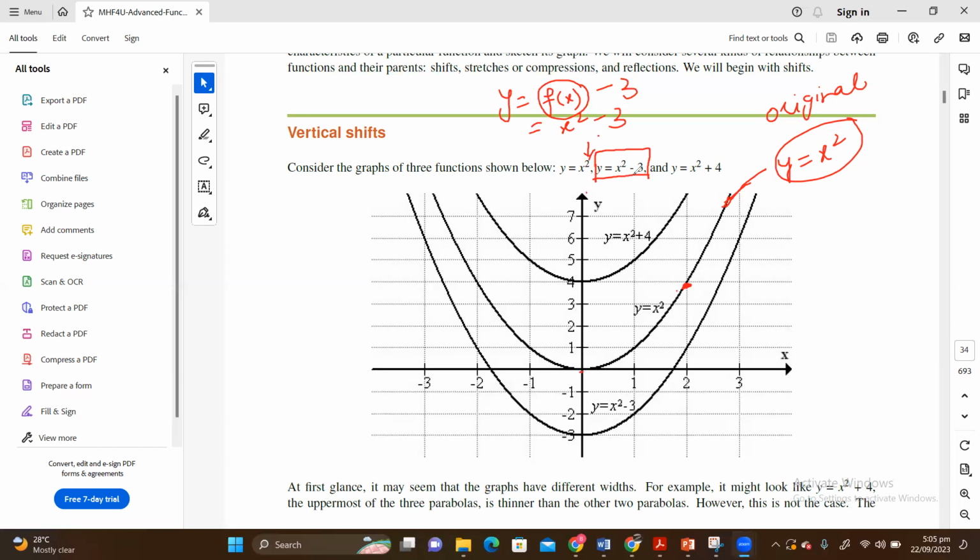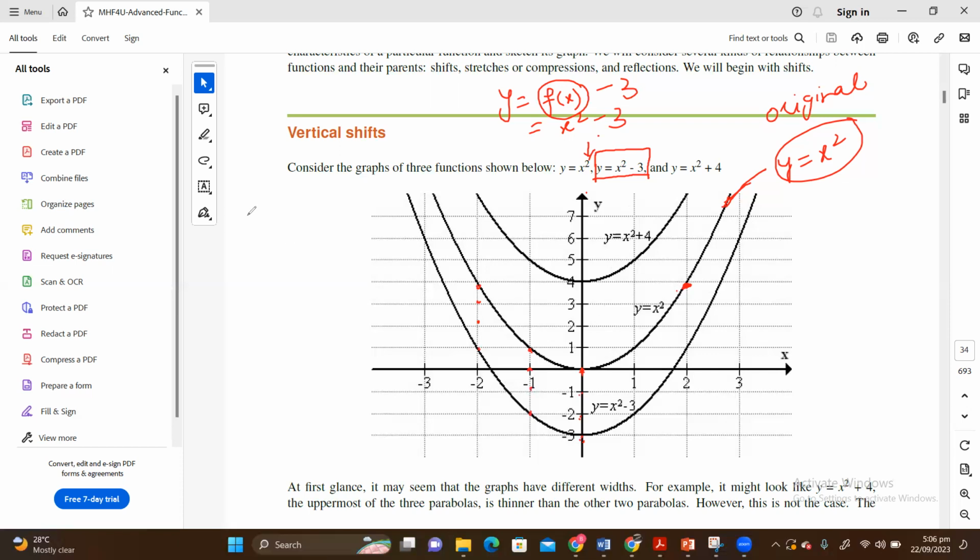So we need to move 3 units downward. So it's 1, 2, 3. This was the original graph, y is equal to x square, but we need to move 3 units downward. So it's 1, 2, 3 from the main vertex. You can see from anywhere, from here, 1, 2, 3. From anywhere on the graph, you can see you are moving 3 units down.